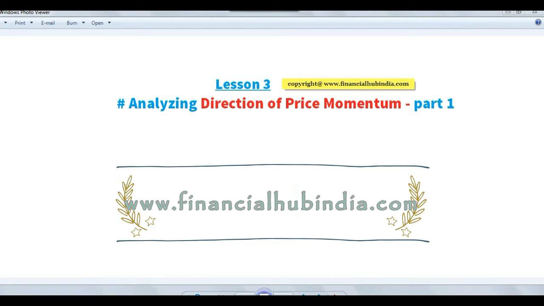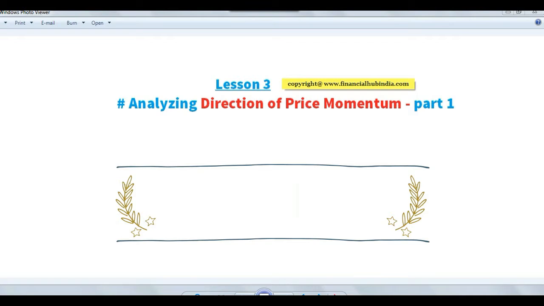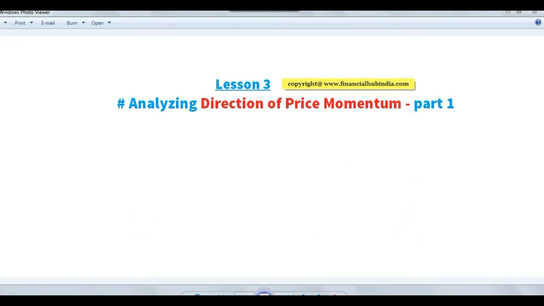All right. Now this third lesson, I have planned to complete in 2 to 3 different parts. So it will be a lesson series of 2 to 3 parts, you can say. Right now we are just doing part one, which is the fundamental thing, the basics of this concept. And once you understand the basics of this price direction momentum concept, then our next part will be based on the core concept.